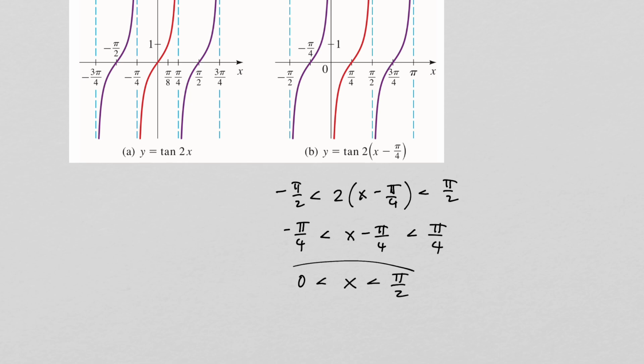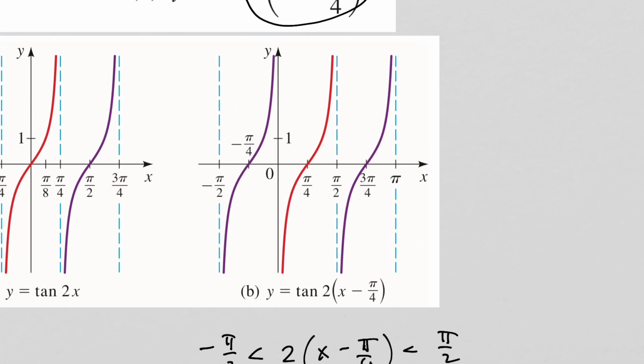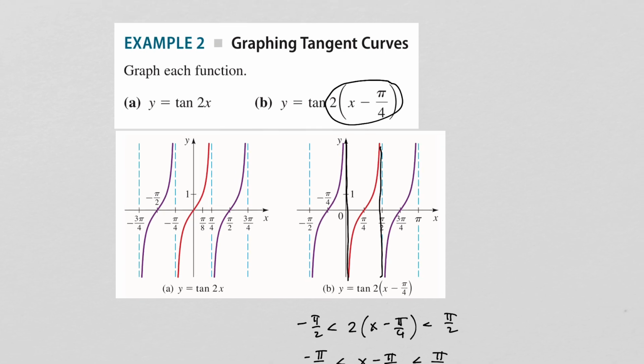gives us this. And so we know that the first period is going to be between 0 and pi over 2, which is exactly what you can see here. Here's x equals 0, here's x equals pi over 2, and here is the graph of your tangent function. And then after that, of course, it just repeats itself over and over again.